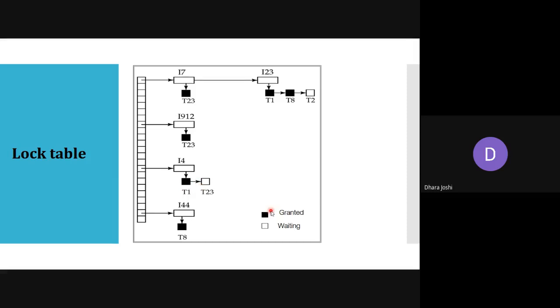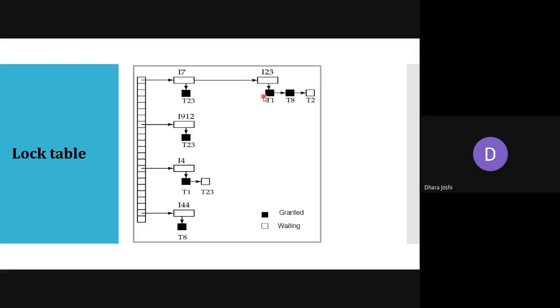How can we know that? These two are the symbols. If we have a square filled with black color, we call it granted. This lock has been granted by the lock manager. And if we have a simple square, it is a waiting mode. Okay, so this we have covered.